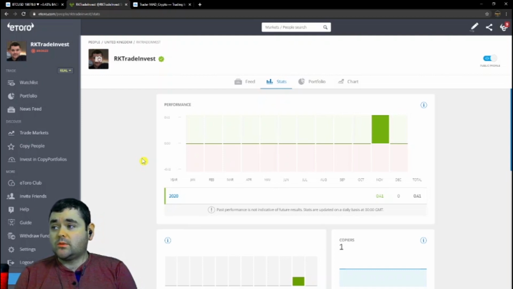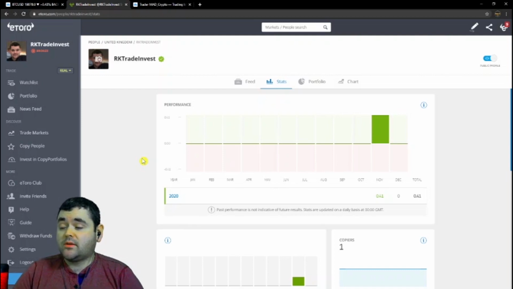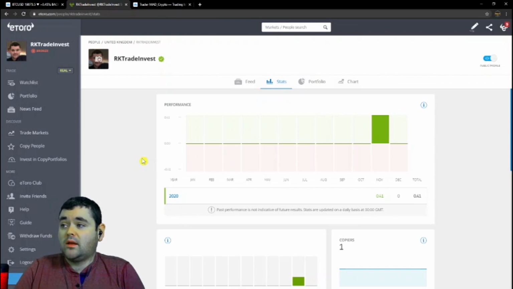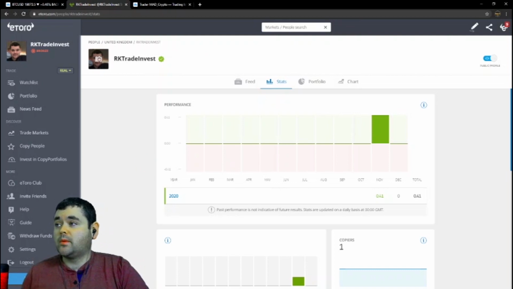If you go on to eToro, first off, you can follow me on eToro without investing money as well. So you can copy people and follow people. If you type RK trade invest into the search bar at the top, you can come up with my profile.